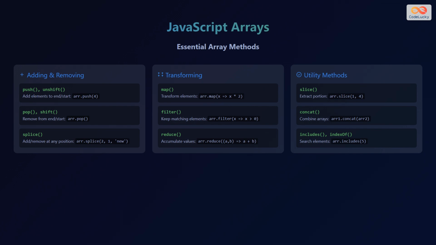Next, let's see some methods for transforming arrays. The map method transforms each element in the array and returns a new array. The filter method keeps only the elements that match a specific condition. The reduce method accumulates the values in the array into a single result. Finally, let's explore some utility methods. The slice method extracts a portion of an array and creates a new array. The concat method combines two or more arrays. The includes and indexOf methods are used to search for elements within an array.